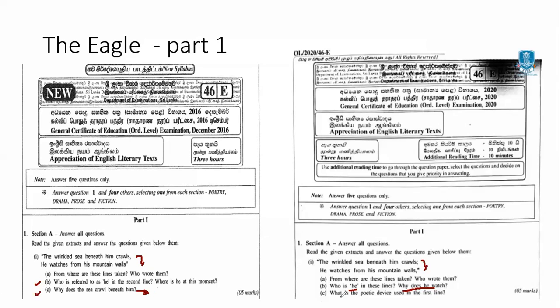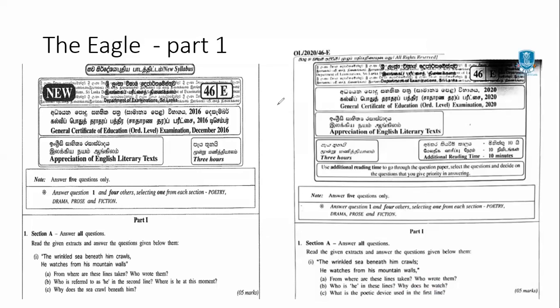Then this one: what is the poetic device used in the first line? The wrinkled sea beneath him crawls. What is it? It's personification, and also you can say metaphor. So we have discussed what is being asked. Yes, exactly, metaphor and personification, as we have discussed. So these are the two context questions which they have asked. That means these are the two paper one questions which I found in past papers.